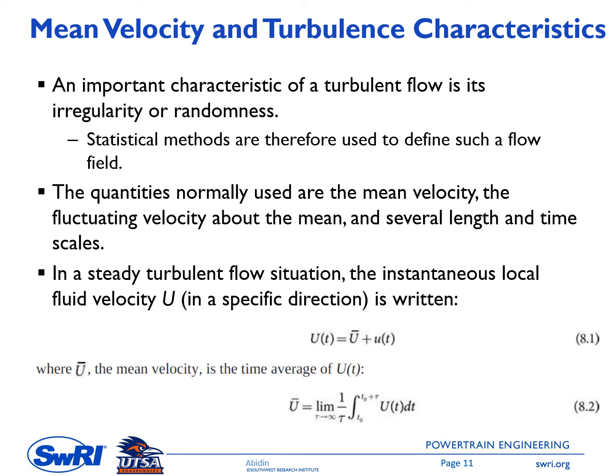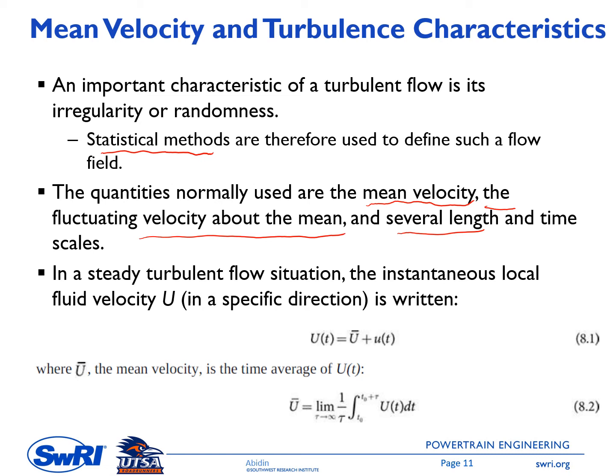Let's take a look at turbulent flow. The important characteristic of turbulent flow is that it is irregular or random. Therefore, usually we use a statistical method to define such a turbulent flow. Quantities like velocity under turbulent conditions are usually represented as the mean velocity plus the fluctuating velocity about the mean, and several length and time scales. So in turbulent flow, we have a flow pattern with different length scales and time scales.